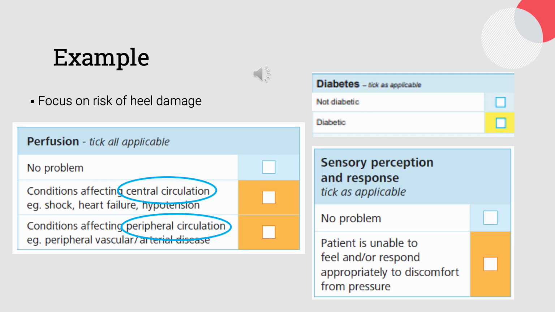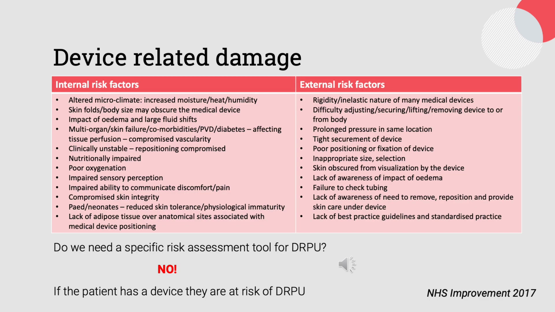So this is an example of the Purpose T boxes, for want of a better word, which would be jumping out for patients who are at risk of heel damage. So patients with conditions affecting their central circulation, patients with conditions affecting their peripheral circulation, diabetes, and those with any sensory perception issues where they cannot respond to or report discomfort over pressure areas. So just take a little bit of time reading through this.